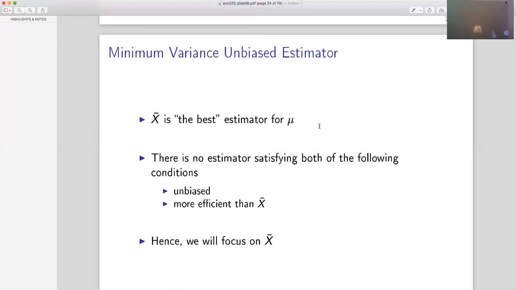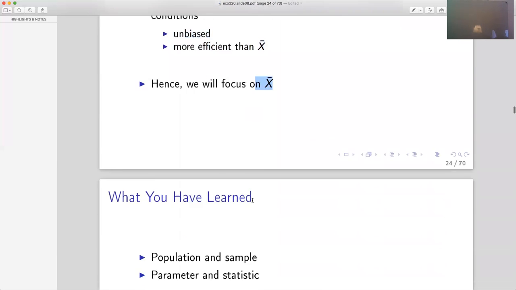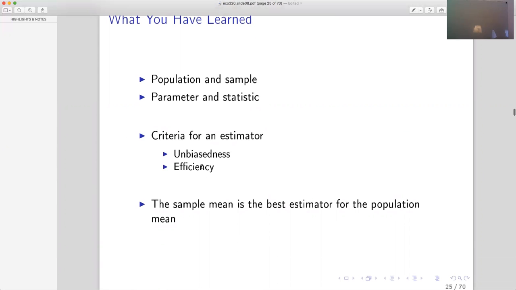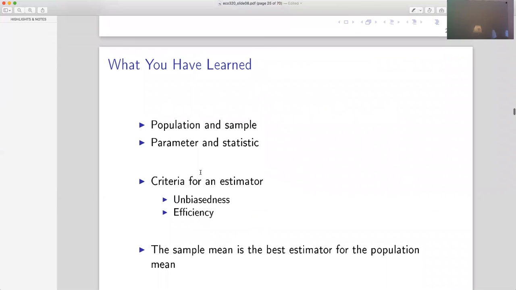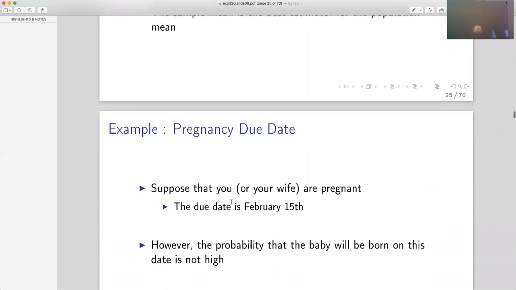So minimum variance unbiased estimator. X bar is the best estimator for mu because there is no estimator satisfying both of the following conditions. So you guys got to have some kind of trade-off. So hence we focus on just X bar. So what we have learned so far is population and sample, parameter and statistic, and unbiasedness and efficiency. Those are the things that we have learned so far today, right? So the sample mean is the best estimator for the population mean.